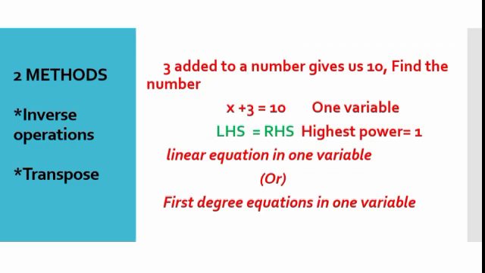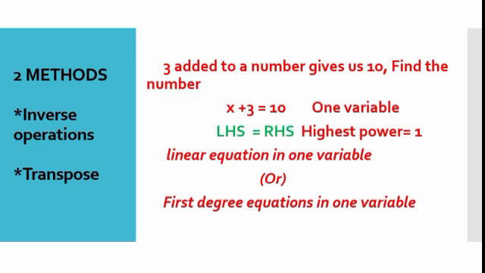3 is added to the number to get 10. We just define a variable for that number. This is called an equation. It helps us solve a large problem in a smaller way. This equation has just one variable, which is x. Here x is the unknown value.